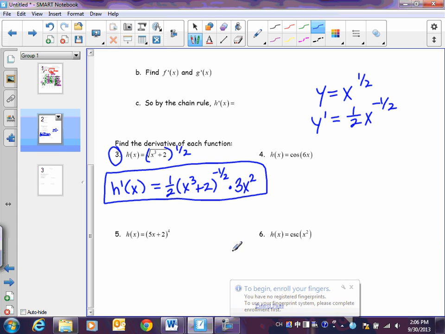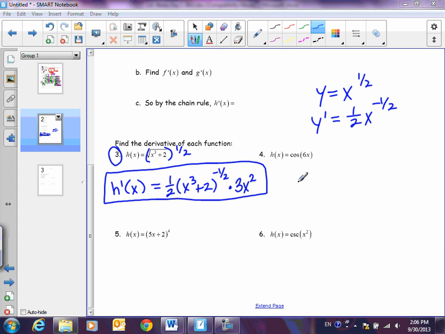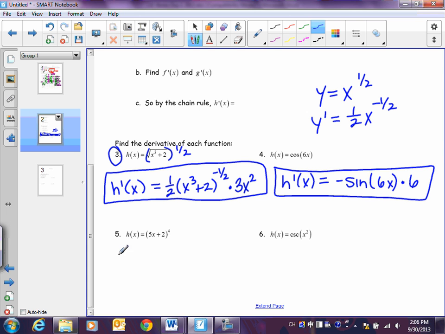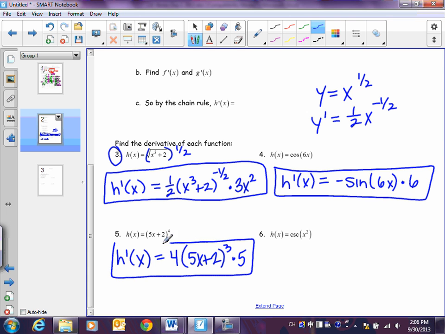Okay, it looks like everybody's done with at least 4 and 5. So what did you get for h prime of x? For number 4, what did you get? Negative sine of 6x times 6. Okay, good. What about number 5? 4 times the quantity of 5x plus 2 cubed, times 5. Good. And 6 could trick you if you weren't careful on this one.